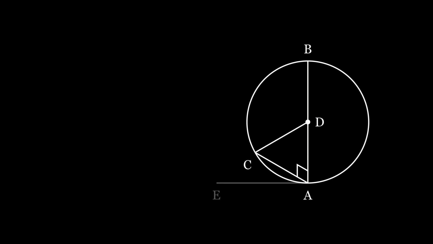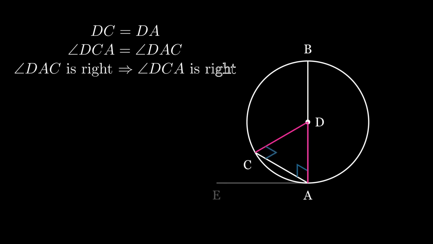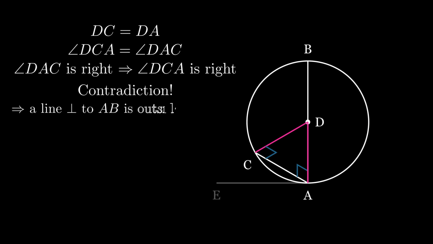Let's connect DC. DC and DA are radii of the same circle, so they are equal, and DCA is therefore an isosceles triangle, and therefore angle DCA is equal to angle DAC. Angle DAC is a right angle, so angle DCA is also a right angle. So we have a triangle where two of its angles are right angles, which is not possible, so the line perpendicular to AB will not fall inside the circle.